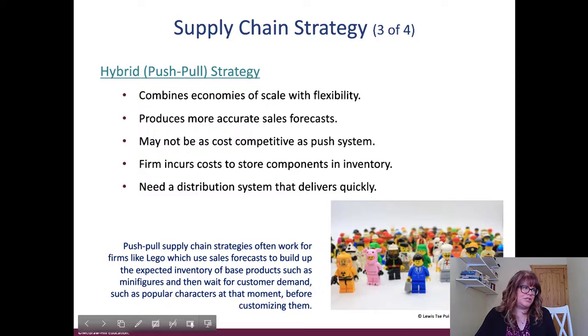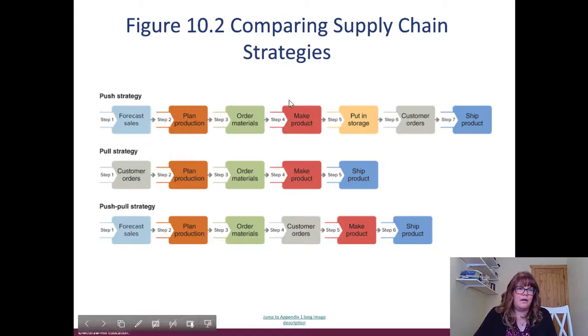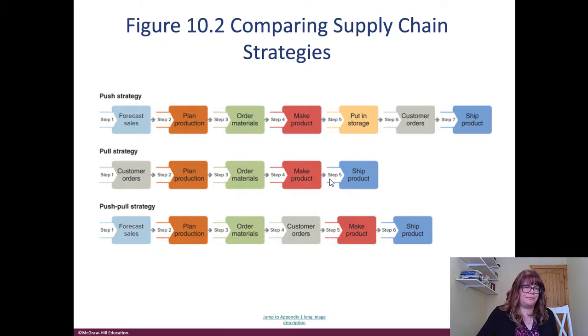Okay, supply chain strategy. Push-pull supply chain strategies often work for firms like Legos, who use sales forecasts to build up the expected inventory of base products such as minifigures, and then wait for customer demand, such as popular characters at the moment, before customizing them. In a hybrid or push-pull strategy, the initial stages of the supply chain operate on a push system, but completion of the product is based on a pull system. And here's a figure comparing the supply chain strategies.